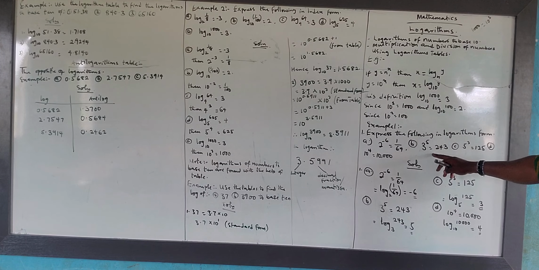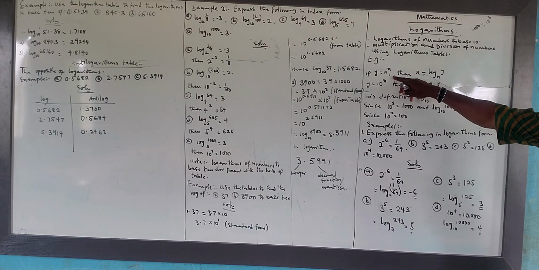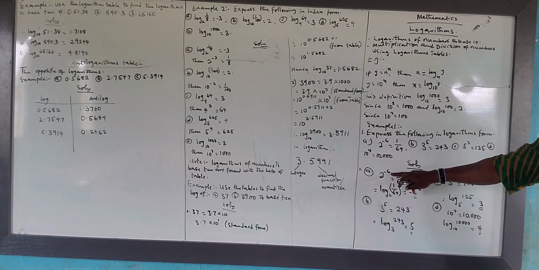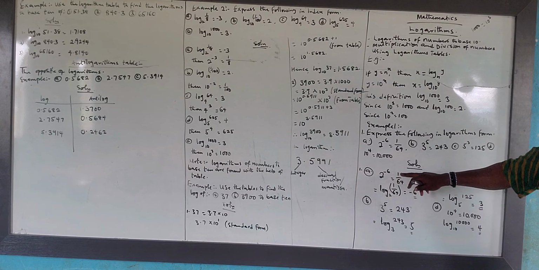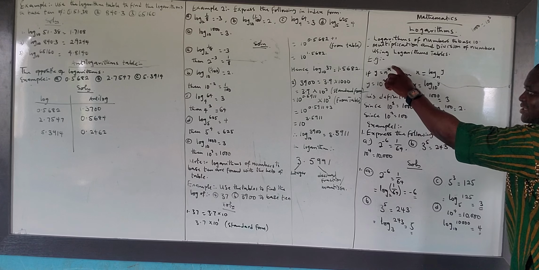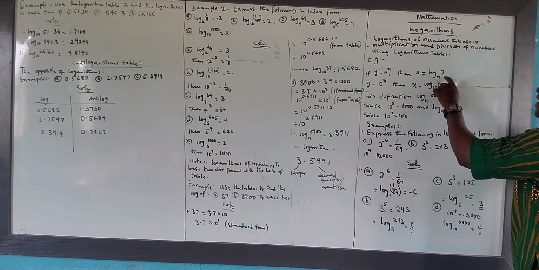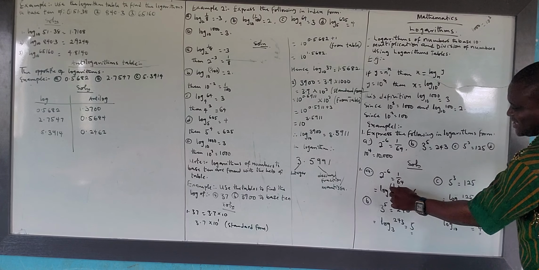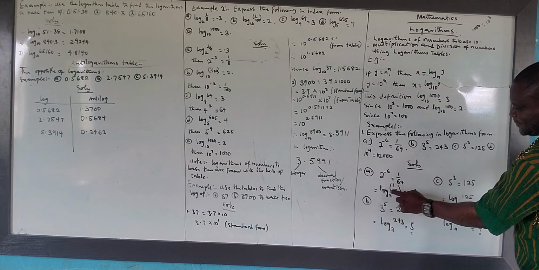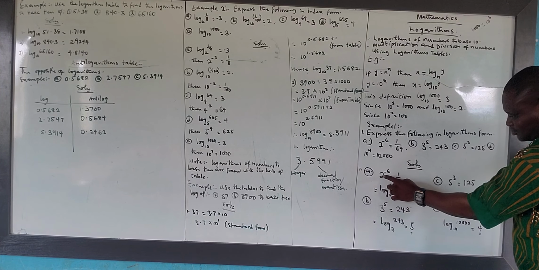From our formula here, we have 2 raised to power minus 6 equals 1 over 64. Look at A now. We have y equals n raised to power x, then x equals log y to base n. So it implies we can say log of 1 over 64 to base 2 equals minus 6.